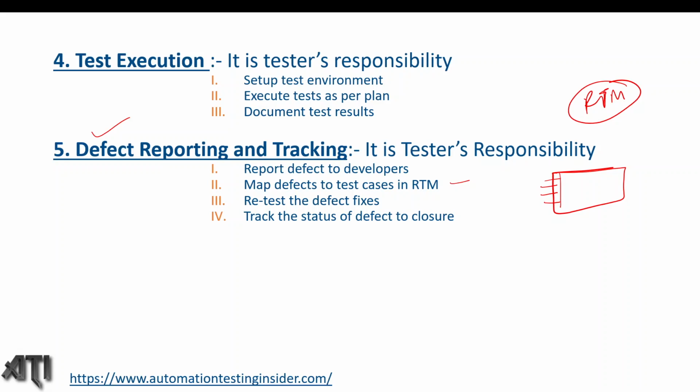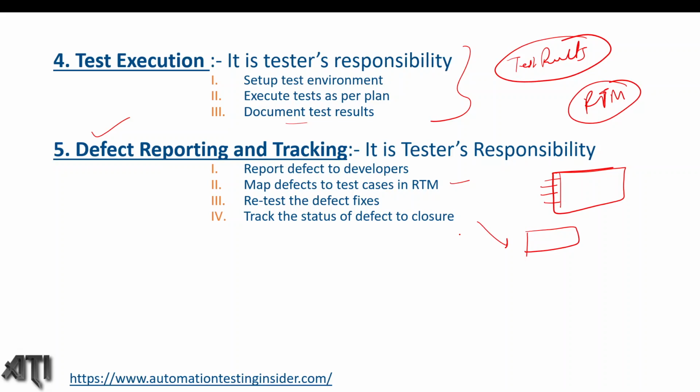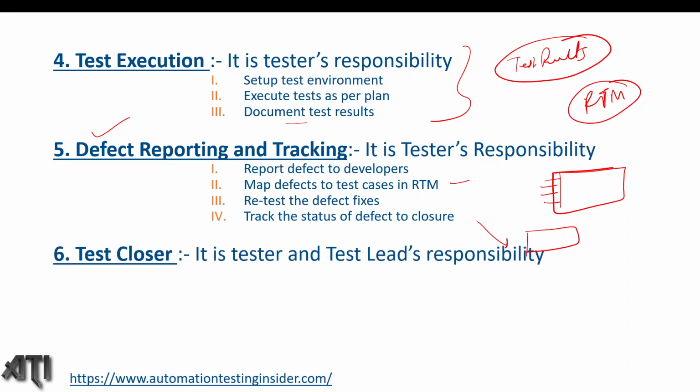And test execution, what will you get as part of this test execution? We will get test results. This is the deliverable of test execution. Here in defect reporting and tracking, we will get the defect report, and track the status of the defect. Here we'll get the execution results or test results, and here we'll get the complete defect report. And it is the testers' and test leads' responsibility.